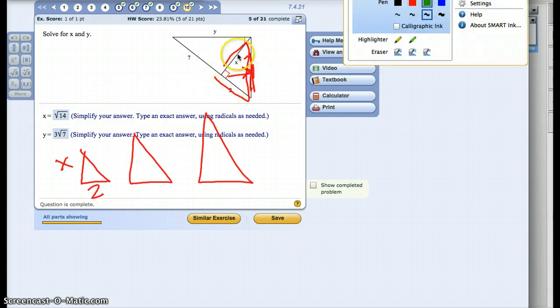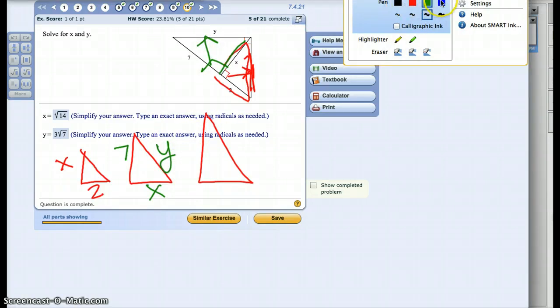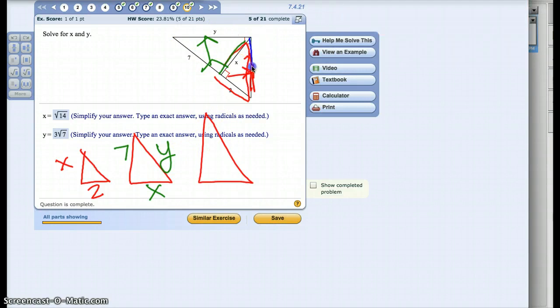The medium triangle has a short side of x, a tall side of 7, and the hypotenuse is always directly across from the 90, which is y. And then the tall one, or the great big one, has no length here, but it has the tall side of y because it's making the 90 degrees, and the hypotenuse is the 7 and the 2, so the 9.